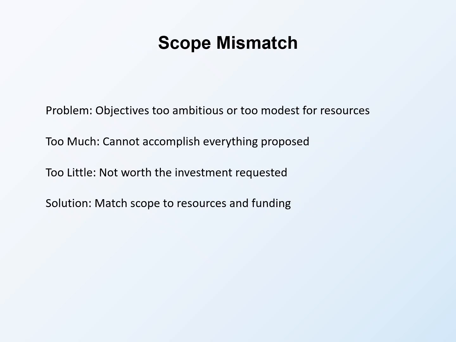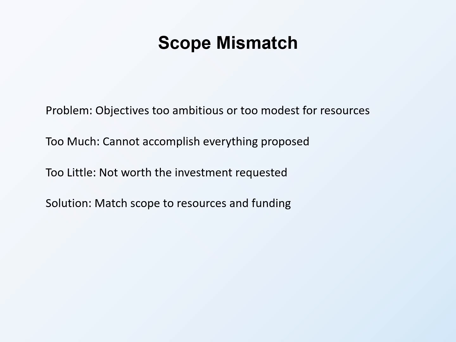Scope mismatch creates fundamental problems. The problem is objectives either too ambitious or too modest for available resources. Both directions cause trouble. Too much means you cannot accomplish everything proposed. If objectives require 10 staff but budget supports 5, objectives will not be achieved. Reviewers see this mismatch. Too little means objectives are not worth the investment requested. If you seek $500,000 to accomplish what could be done with $50,000, reviewers question efficiency.